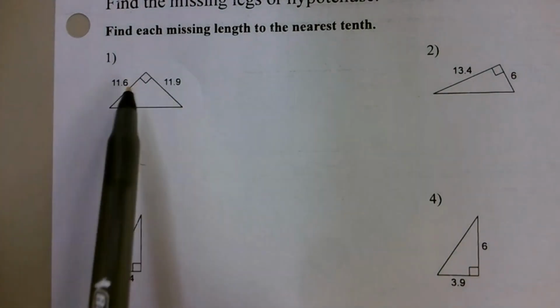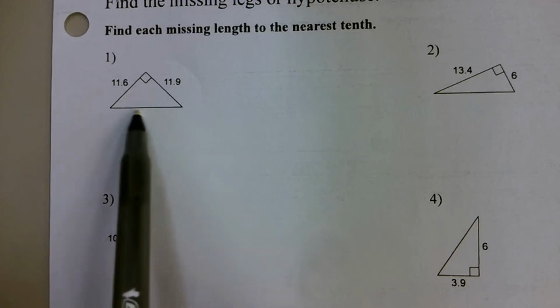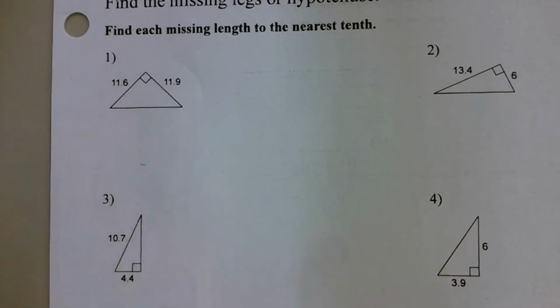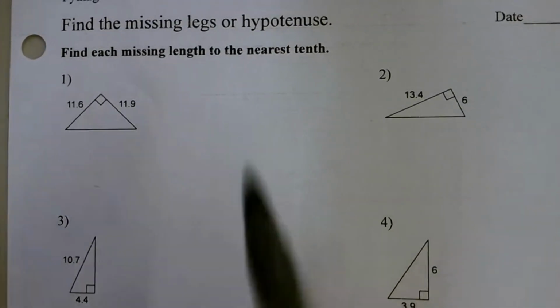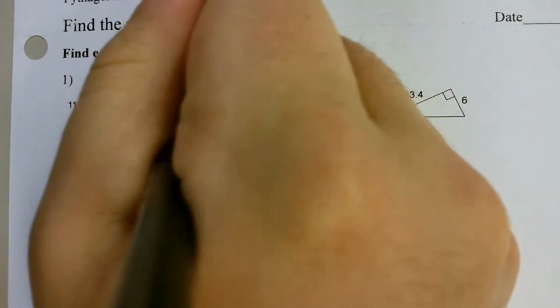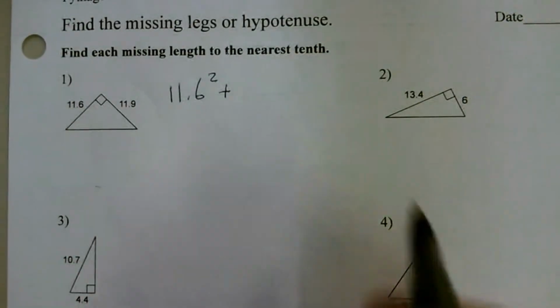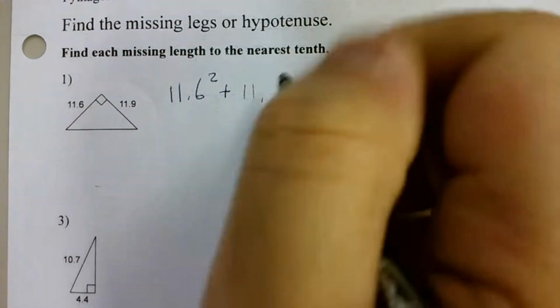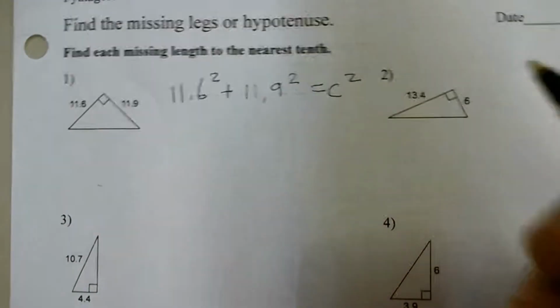So you should know that across from the right angle is always the hypotenuse. So this 11.6 and this 11.9 are going to be my legs. I need to break out my calculator here because I'm not going to be able to do that in my head. So my shortest side, 11.6, I'm going to write that: 11.6 squared plus 11.9 squared equals c squared.